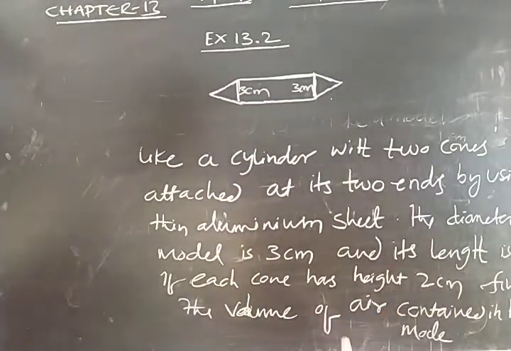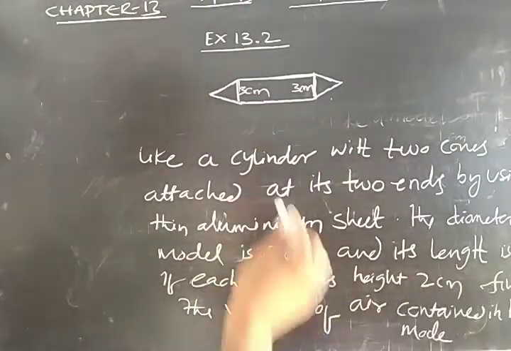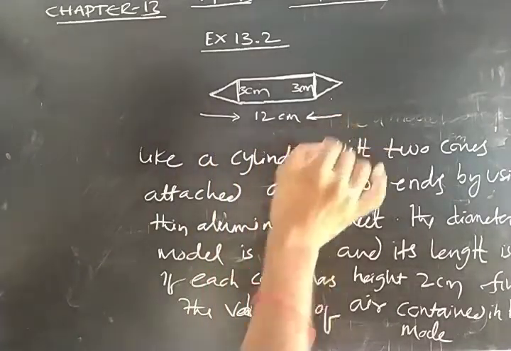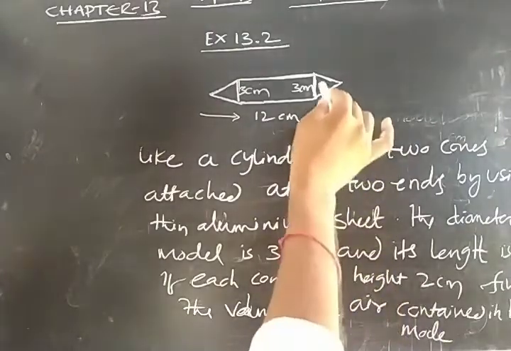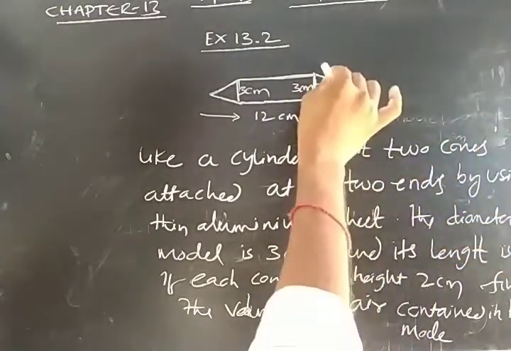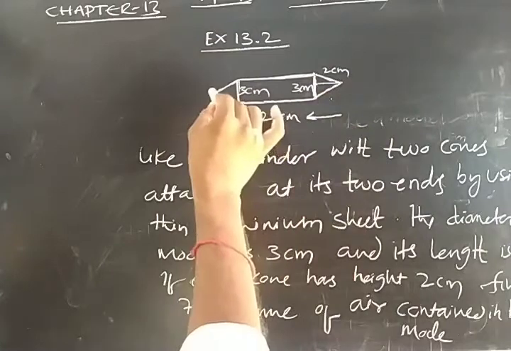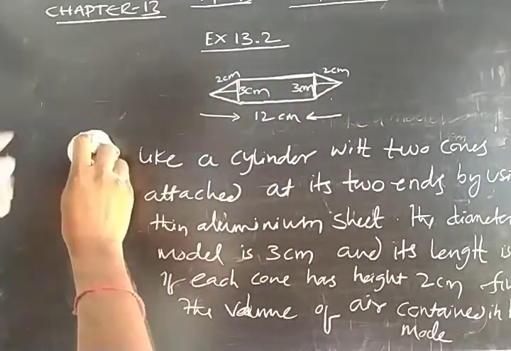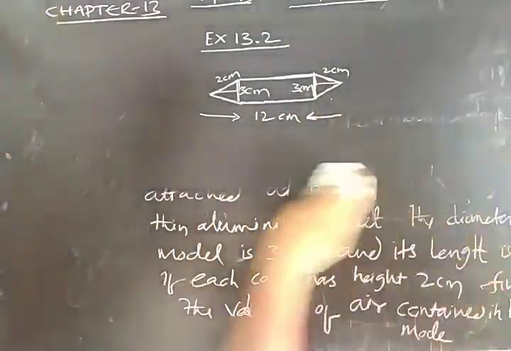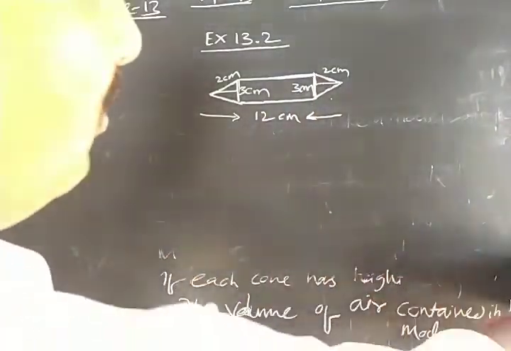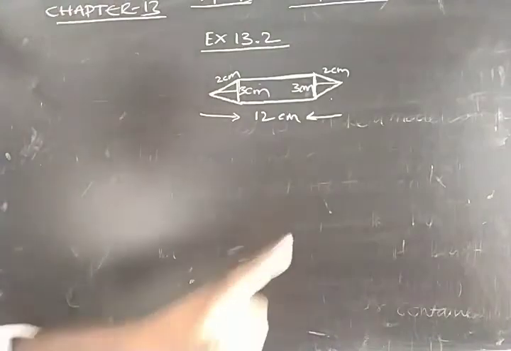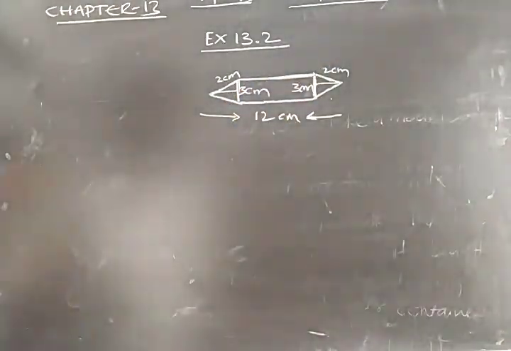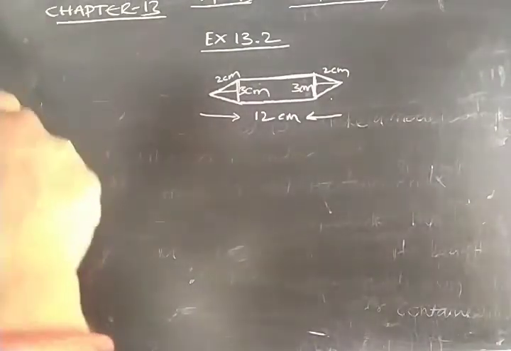And the total model length is 12 centimeters. The height of each cone is 2 centimeters. This is 2 centimeters and this is also 2 centimeters. This is the given model. Now we are going to find the volume of this total model. How to get the volume of this total model? By adding the volume of the cylinder plus twice the volume of a cone. Then you will get the required volume of the total solid.